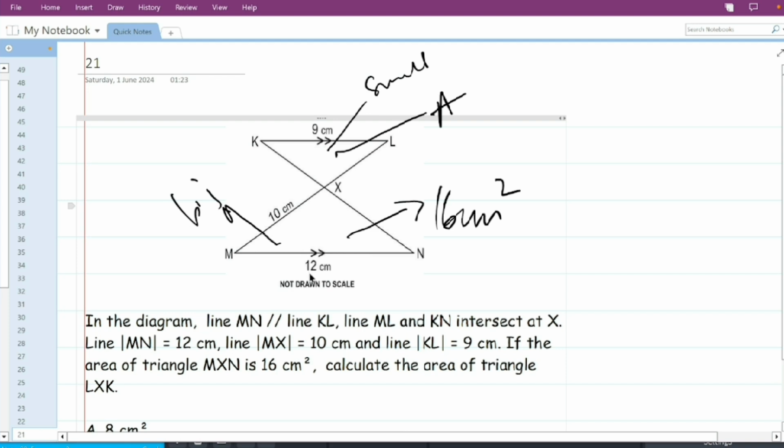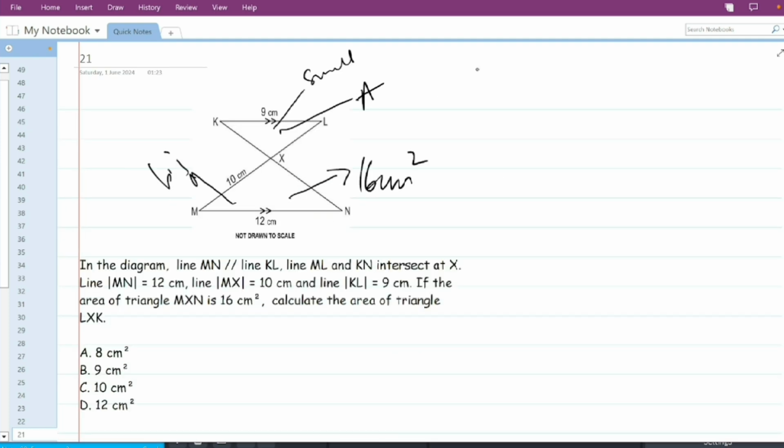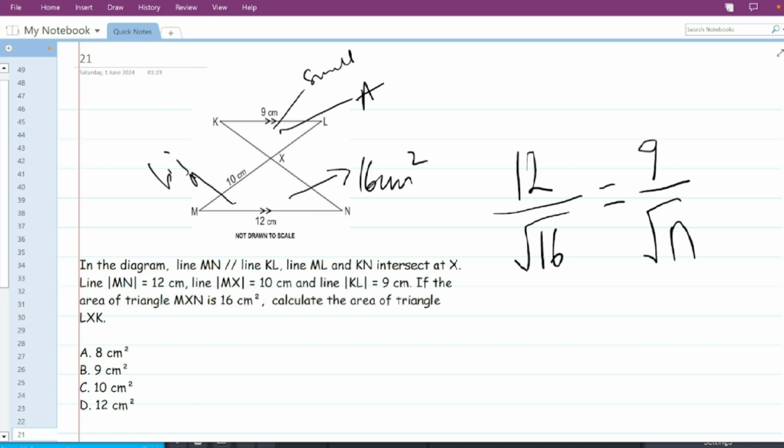But in this case, it has to be 12 over the square root of the area of the big triangle, equals 9 over the square root of the area of the small triangle. So we have 12, which is the base of the big triangle, over the square root of its area, which is 16, equals 9, which is the base of the small triangle, over the square root of the unknown area which we are looking for. And with this we solve.